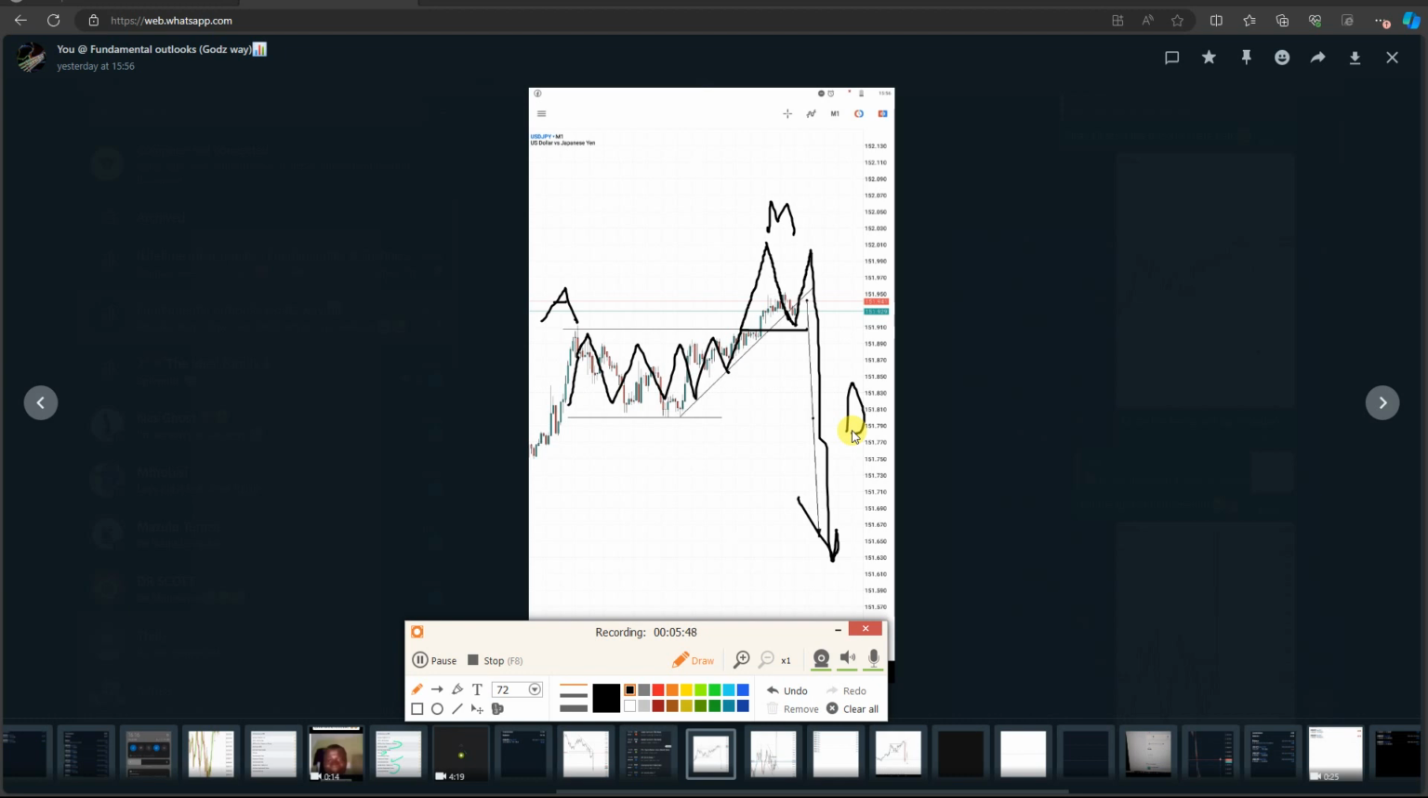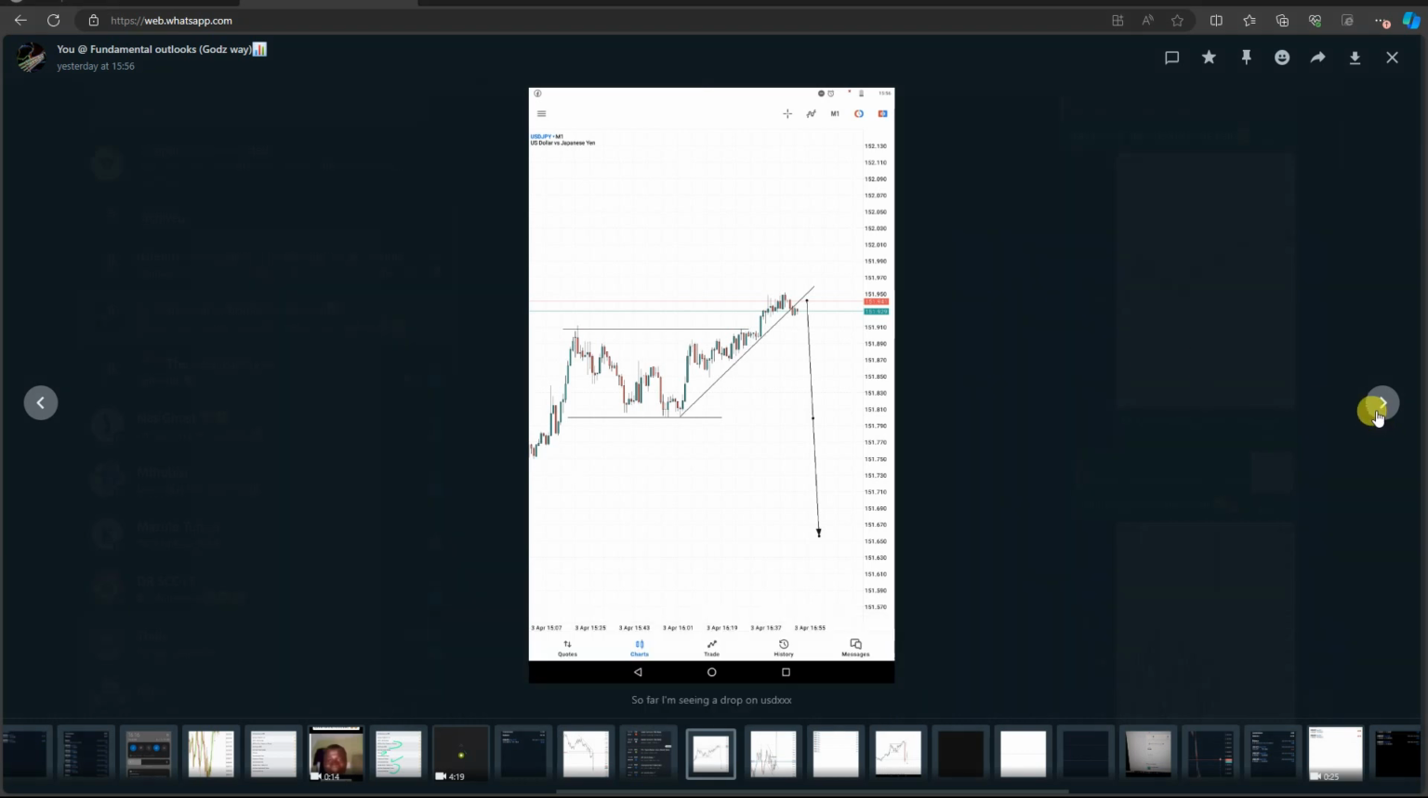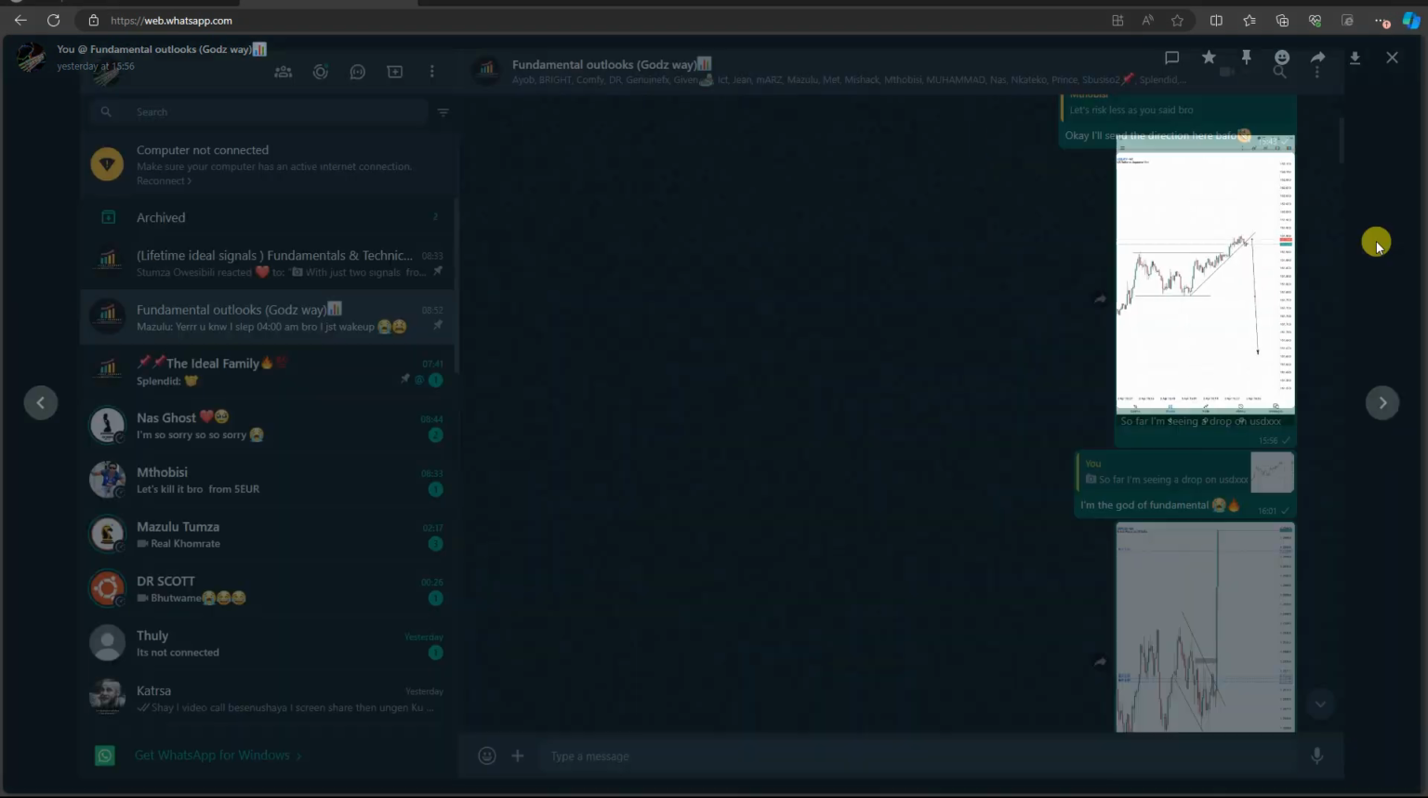So here, guys, I was simply testing it with my fundamental mentorship students. We're trading USD JPY and GBP USD. USD JPY was simply forecasting a drop. I also said, guys, if you want to trade this approach, you have to analyze at least three pairs going in the same direction.